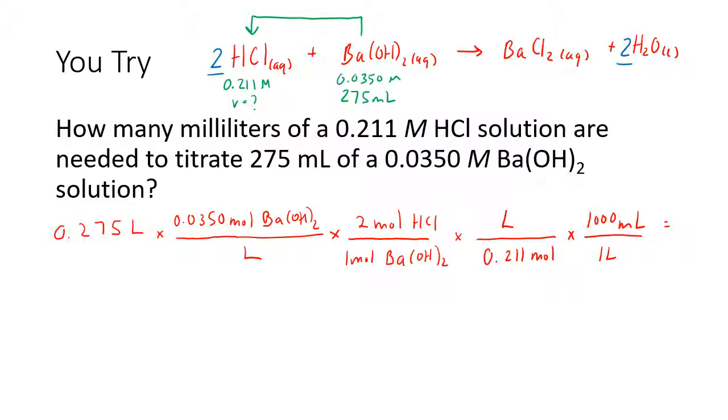We'll check and make sure everything cancels. Our liters of barium hydroxide, our moles of barium hydroxide, moles of HCl, and liters of HCl. So when we calculate, our volume required of the HCl should be 91.2 milliliters for that titration. And when we titrate with 91.2 milliliters, that would be the exact amount required for complete neutralization, meaning that neither one is our excess reactant and neither one is our limiting reactant in this case.